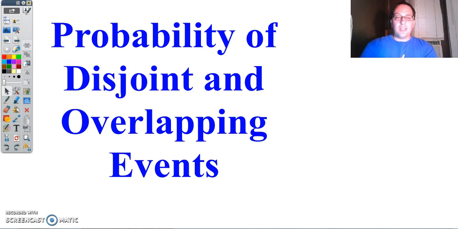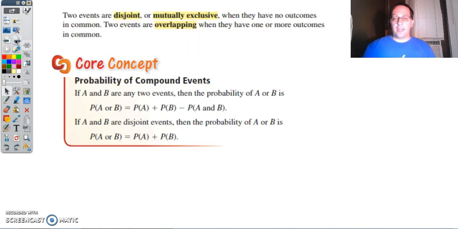Hello class. Today we're talking about the probability of disjoint and overlapping events. All right? What this is really talking about is the probability of something that could fit into one of two groups. Either we want the stuff out of this group or we want the stuff out of that group. As long as it comes out of one of those two, we don't care which one it is.